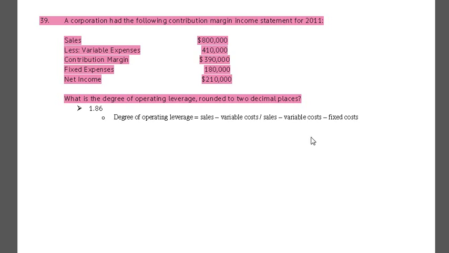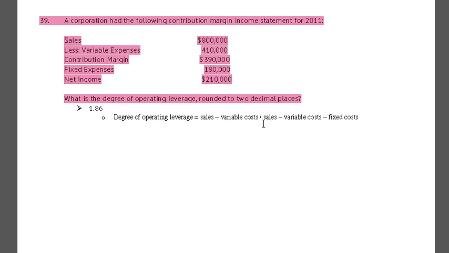And in here it's $800,000 minus variable costs of $410,000. And then we divide that by our pre-tax income, which is also called net income. Net income from our previous problems, as you recall, is sales minus variable costs minus fixed costs. So we would be taking our net income.